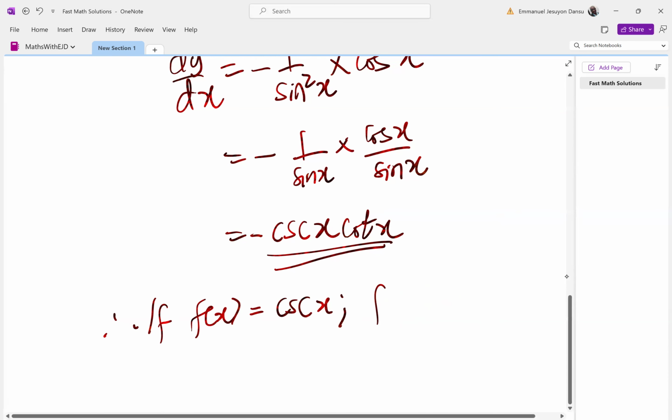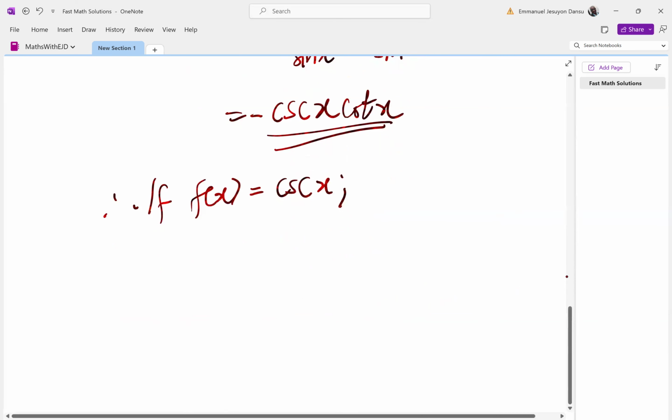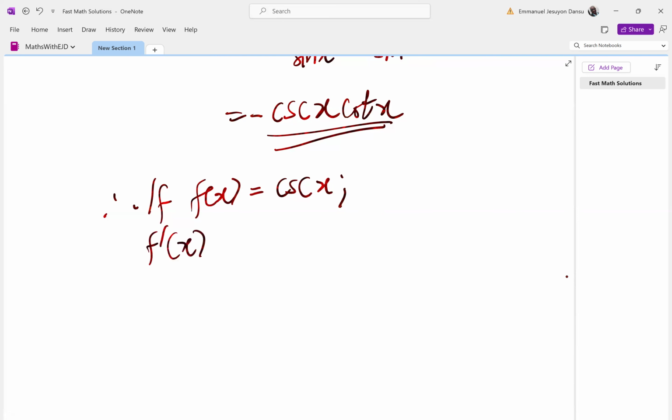So then f prime of x actually is minus cosec x cot x.